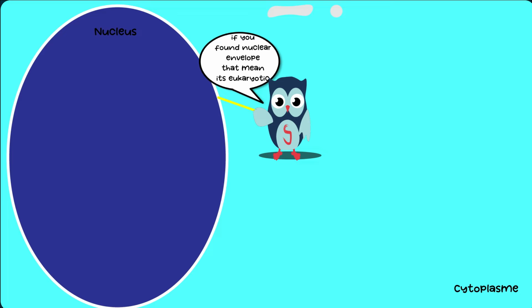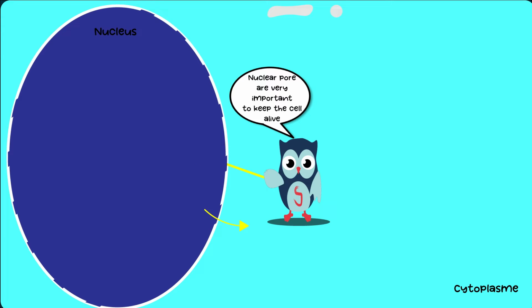The nucleus is made of a nuclear envelope, which is a distinctive sign of a eukaryotic cell. Its major role is separating the inside of the nucleus from the cytoplasm. Also, the nuclear envelope contains nuclear pores, which allow the exchange between the inside of the nucleus and the outside.